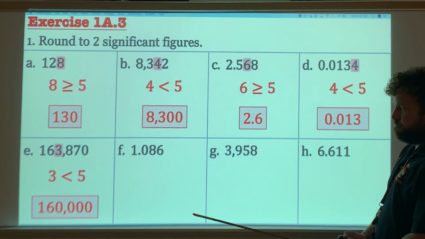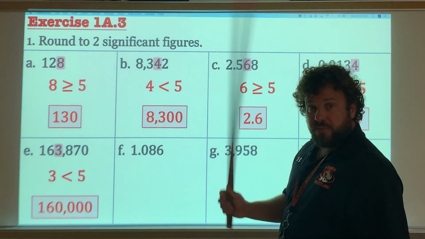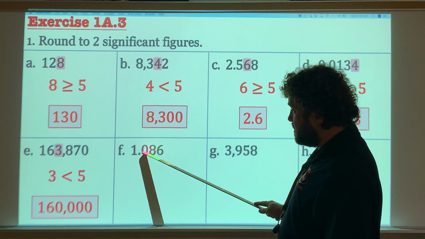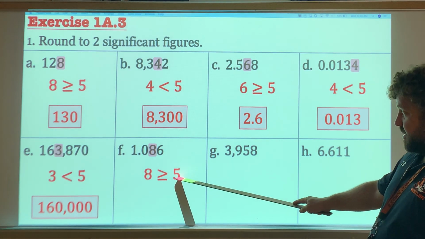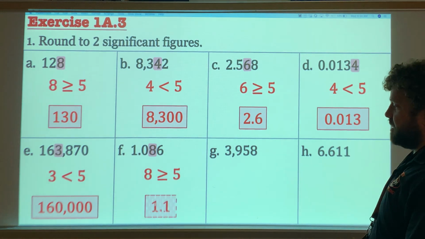160,000. Here, watch what our significant figure is. Our second one's actually the 0. So we're going to use the 100th place to round. It's greater than or equal to 5. Yes, our answer is 1 and 1/10.